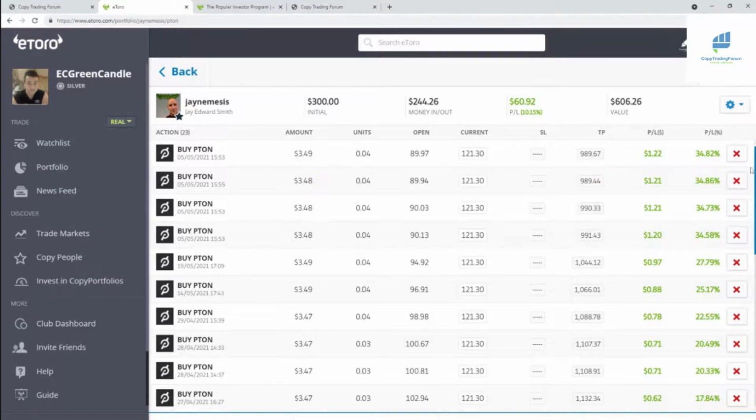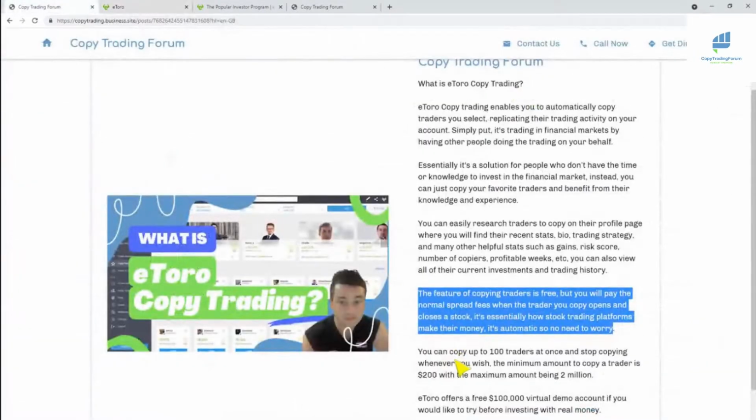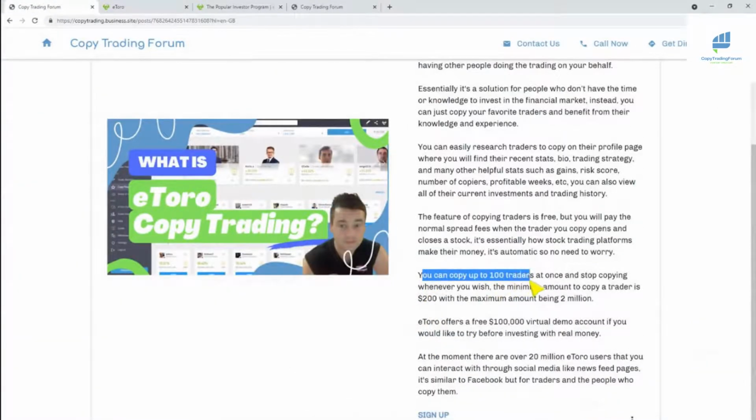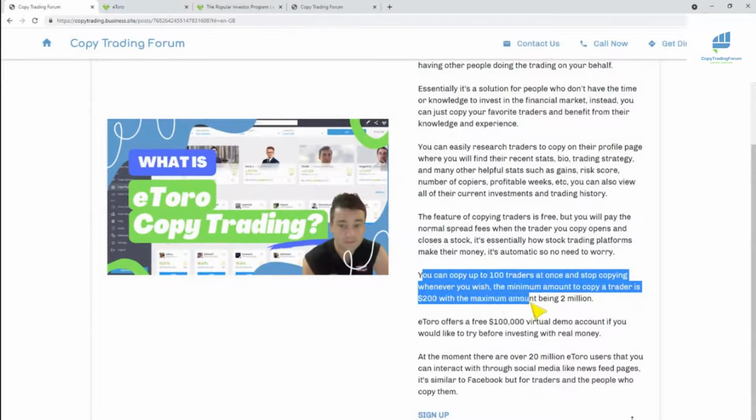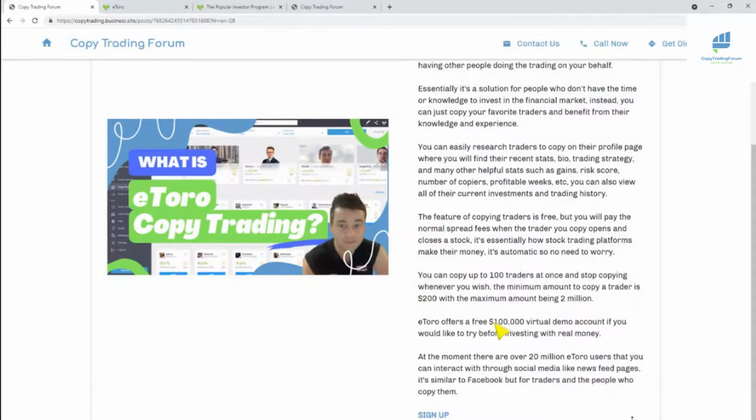$3.49. And you'll get your $1.22 invested. So you can close any trade at any time. Okay, so you can copy up to 100 traders at once and stop copying whenever you wish. The minimum amount to copy is $200, with the maximum being 2 million. So 2 million is the maximum amount and the minimum is $200.